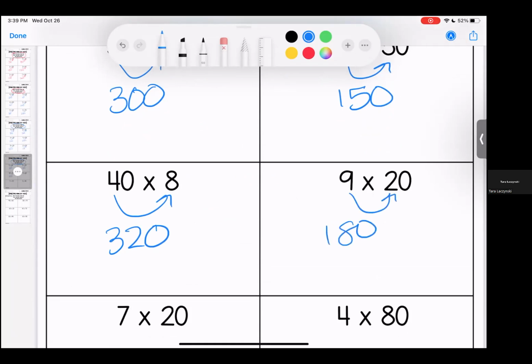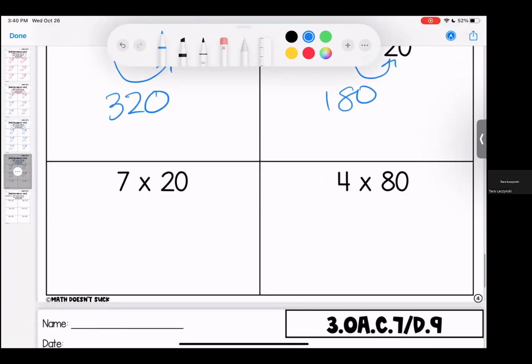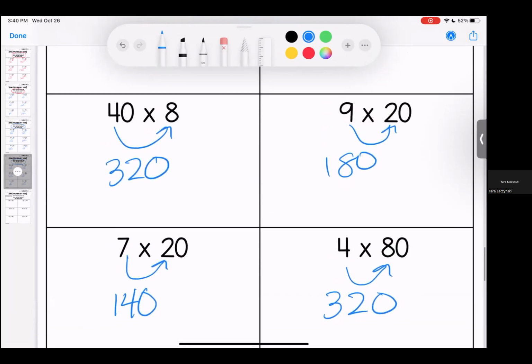9 times 2 is 18. We have a zero. So 9 times 20 is 180. 7 times 2 is 14. We have a zero. 7 times 20 is 140. And 4 times 8. 8 and 8 is 16. Double that is 32. We have a zero. So 4 times 80 is 320.